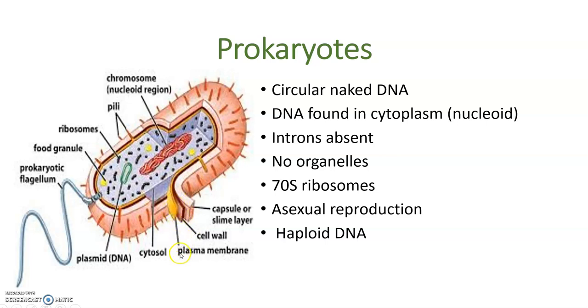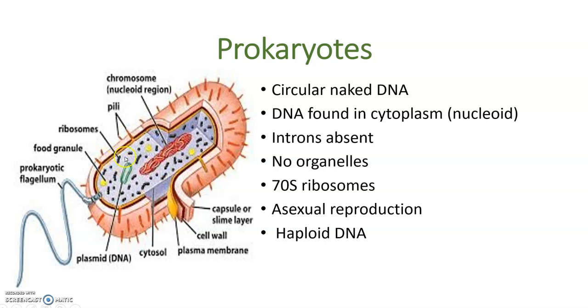This yellow colored layer is the plasma membrane, and inside the plasma membrane we can see this sky blue colored cytoplasm, and several granules, storage food granules, are seen in this area. And here we can see the nucleoid, and this is the flagellum that we already mentioned, and these dark colored ones are the ribosomes.